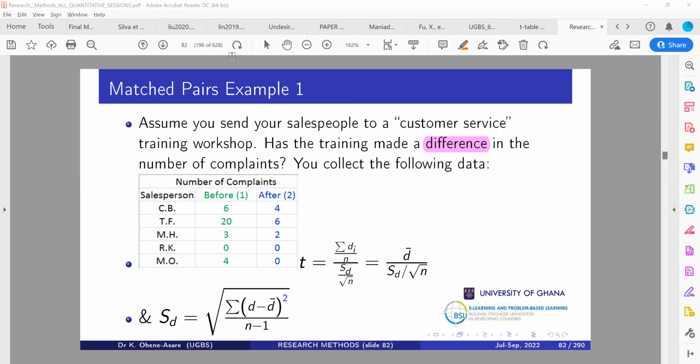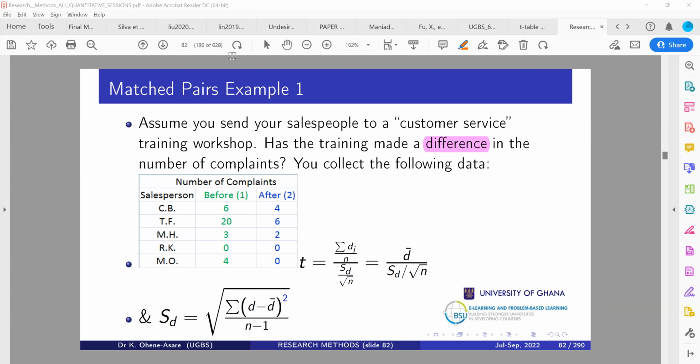telling you, somebody is scratching his head here. The person is asking, Kelvin, what did he do? Kelvin, you are the creme de la creme of the class. You are the alpha of the class. So I want you now to explain to them how you were able to calculate that, because there is no way that MO did better than TF. Why? Because for every one complaint reduction that MO will have, TF will have 3.5 more.